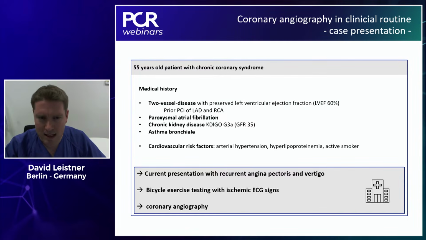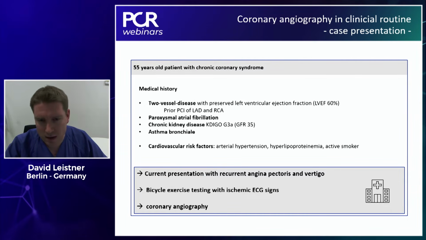And in this context, I want to present you the case of a 55-year-old male patient with chronic coronary syndrome. He has a known 2-vessel disease. He has atrial fibrillation, paroxysmal. He has a decreased renal function. He has asthma, so this is an important point where you want to be very careful with adenosine and with invasive measurement by FFR. And he has a lot of cardiovascular risk factors.